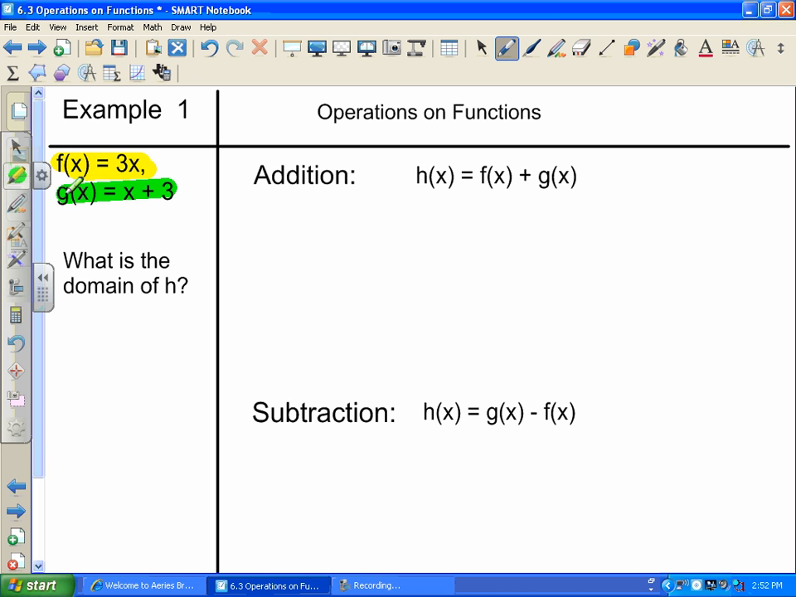That's another function. The first problem asks us to create the new function h of x from combining f of x and g of x. The second problem says, find the new function h of x, and it's going to come from g of x minus f of x. So many of you guys already know what we're going to do here. Wherever we see a g of x, we're going to substitute in an x plus 3.